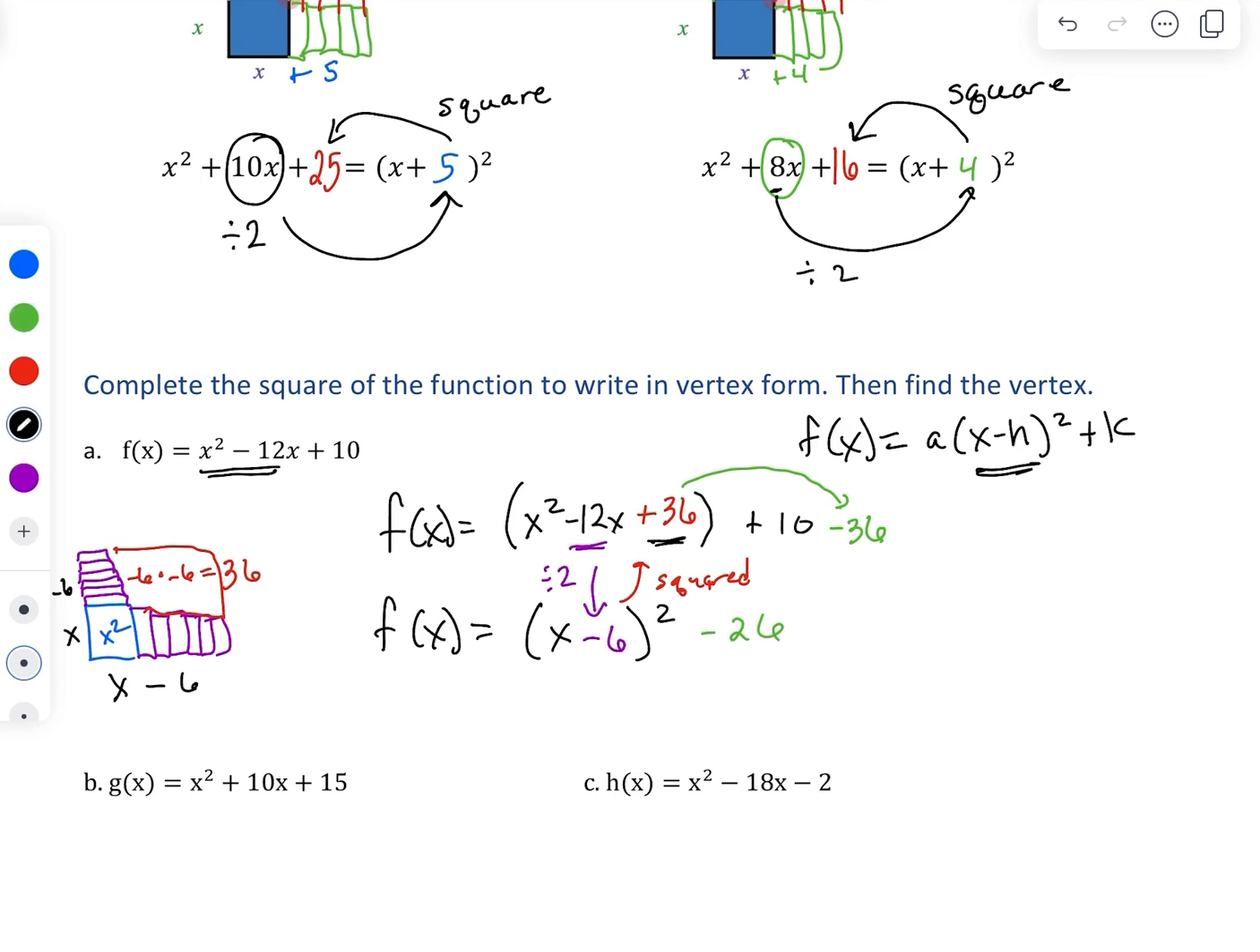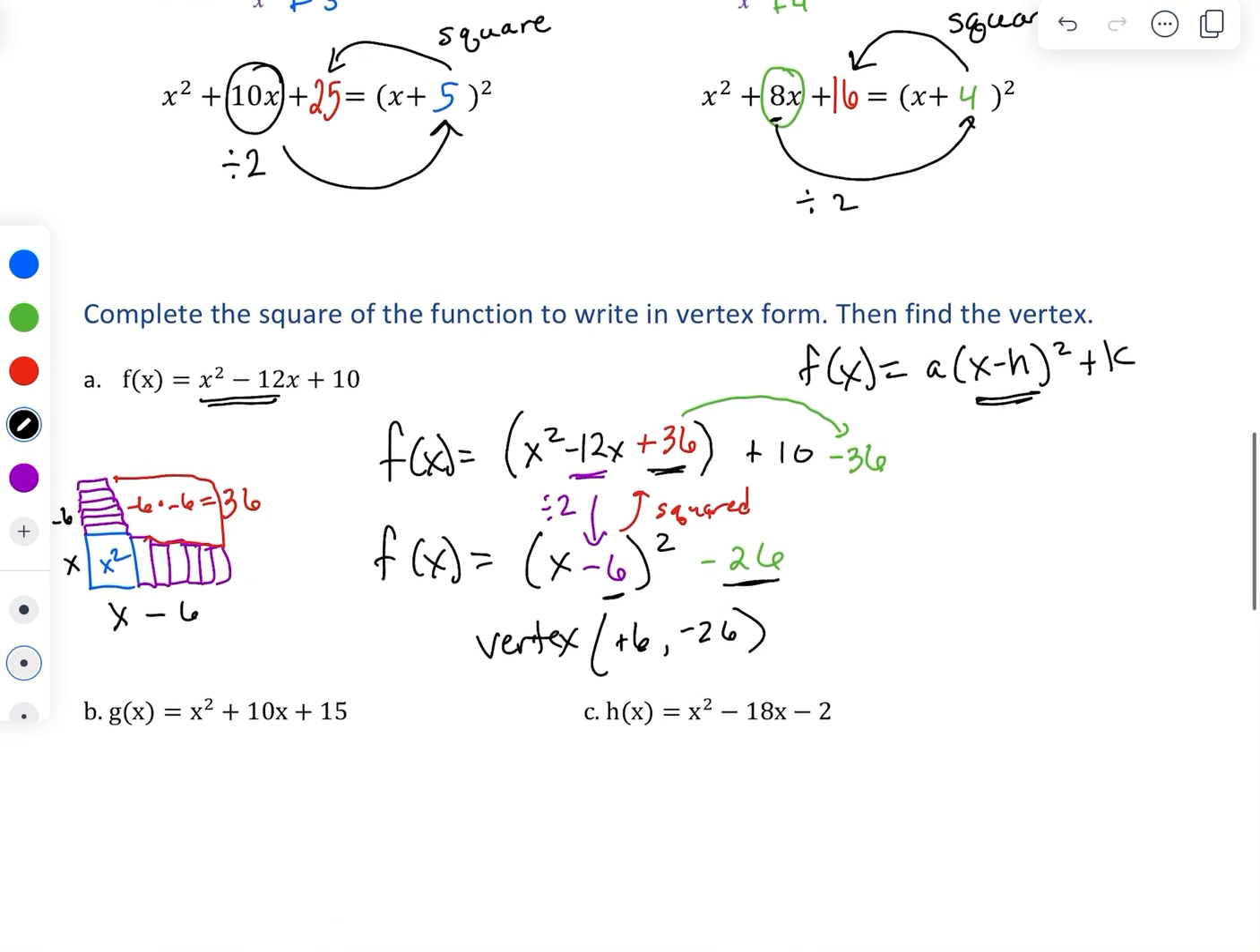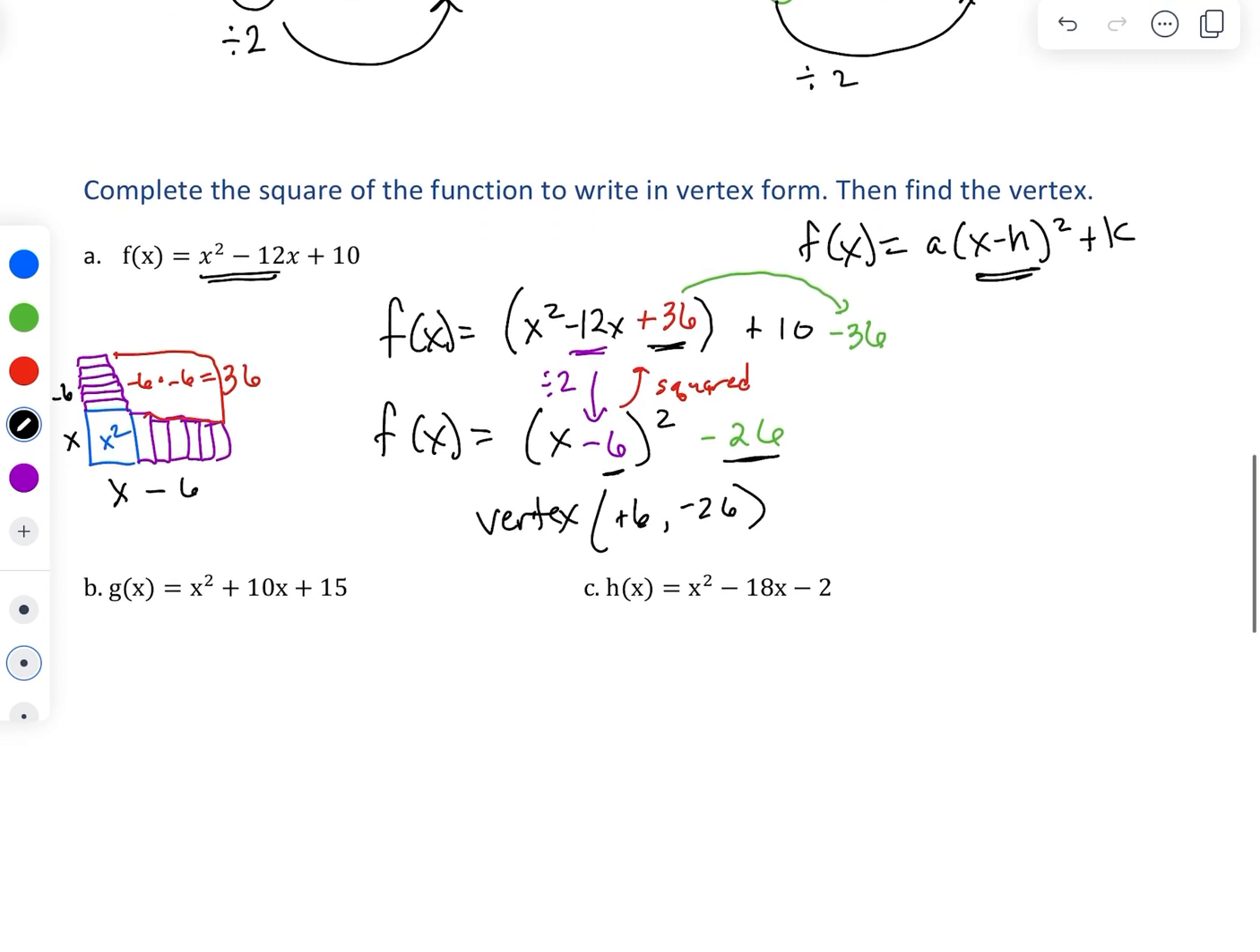So now this is in my vertex form. And I can even find out what my vertex is. So it's the opposite of this value inside here, so it's a positive 6, but then it's the same as this one. Because if I put a positive 6 in there, this parenthesis group would be 0, and I'm left with a negative 26. So we're just practicing with a value of 1, and we can do that more complex.